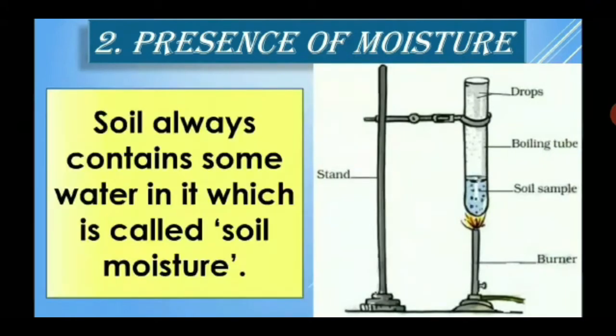Do you know why these water droplets are visible or how this happens? Yes, because soil contains moisture, and when we heat it, it starts to evaporate, and it condenses at the cooler region of the test tube, and we are able to see these water droplets near the mouth of the test tube. Soil always contains some water in it, which is called soil moisture. By this activity we can verify that yes, soil contains moisture.